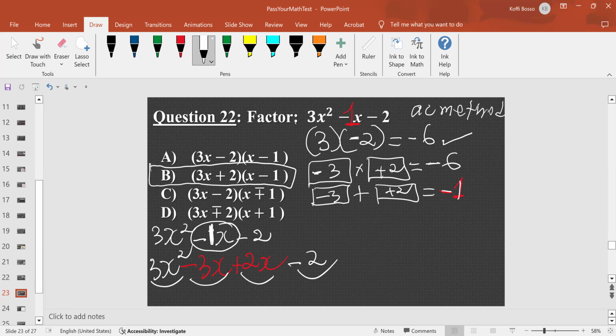Now in total, we have 1, 2, 3, 4 terms. Before we had 3 terms, 1, 2, 3. Now we have 4 terms. So because we have 4 terms, we're going to use the method by grouping. So we're going to take 2 by 2. We take the first 2 and the last 2 to factor out. Yeah, I know this is a long method, but if you understand it, you can do it fast.